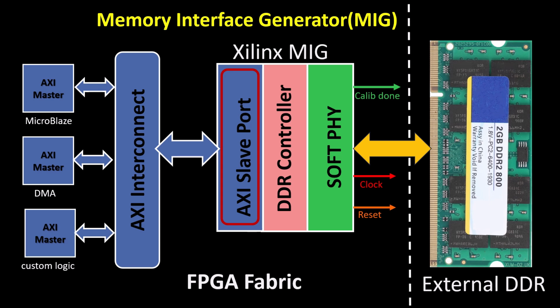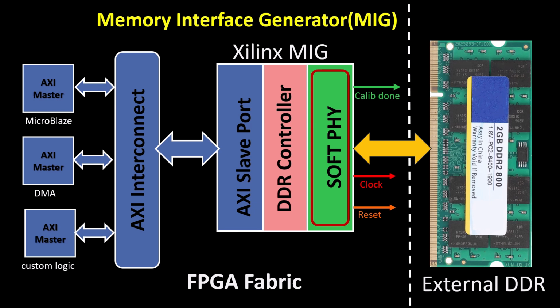At the highest level, the MIG provides an AXI slave interface that receives memory transactions from the interconnect. It converts AXI read and write requests into internal DDR controller commands. The DDR controller is the heart of the MIG and does the main duties. It manages DDR timing, burst access, bank switching, refresh cycles, etc.